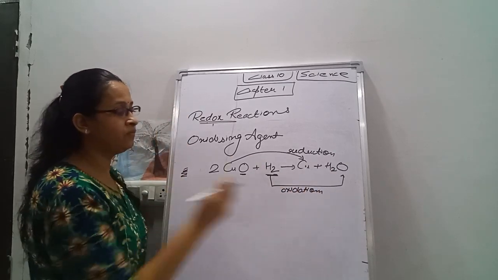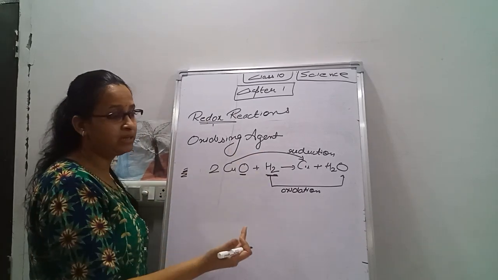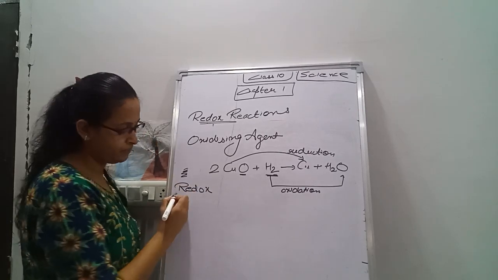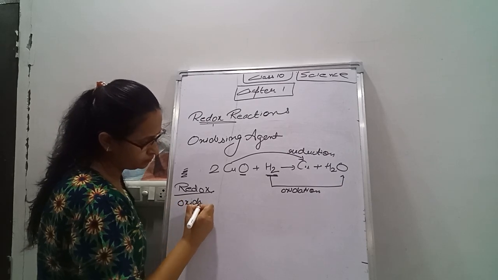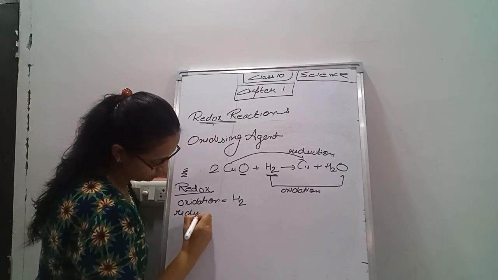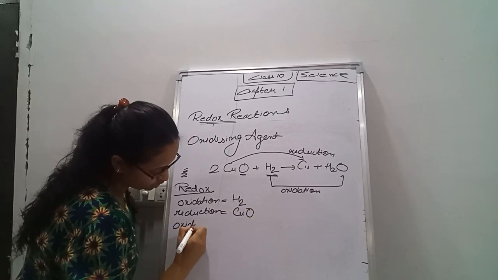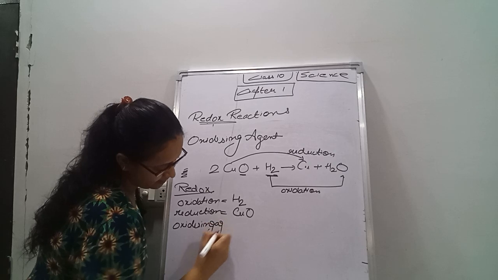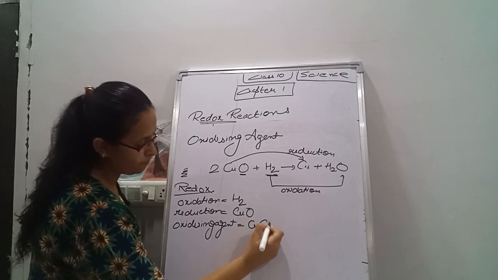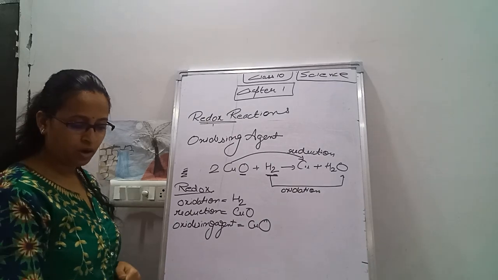So we have seen in this equation that in a single equation we have both types of chemical reaction, that is reduction and oxidation. Therefore it is a redox reaction. Now oxidation happened in which? Hydrogen. Reduction happened in which? Copper oxide. Now the next thing to come is the oxidizing agent. Now which one is the oxidizing agent? Oxidizing agent is copper oxide.